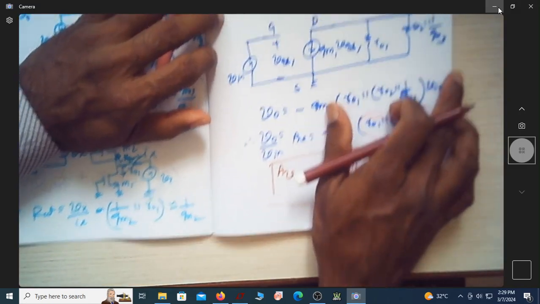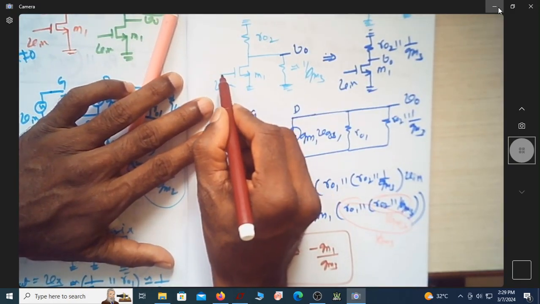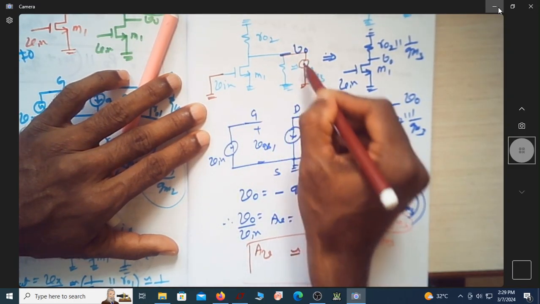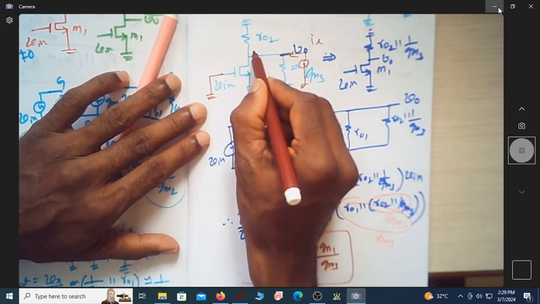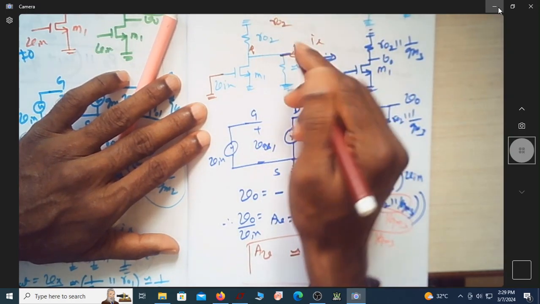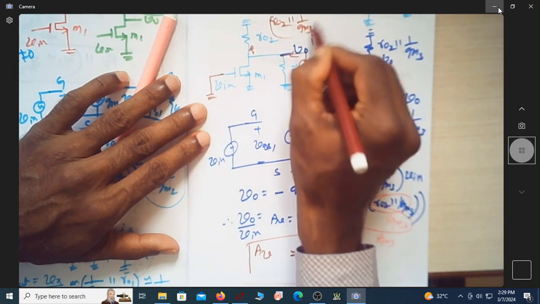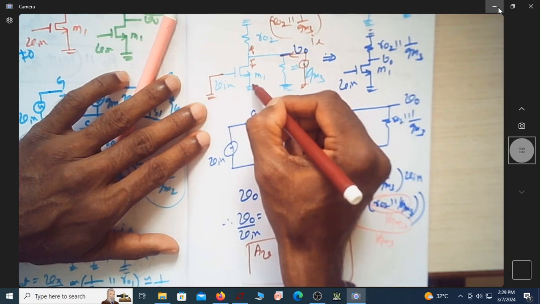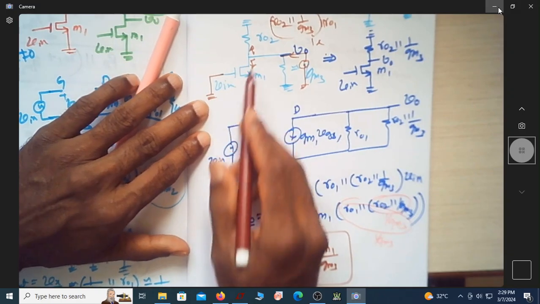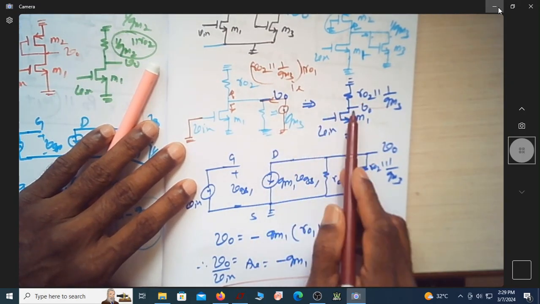Again, to find R out, of course R out finding is very easy. Let me just redo it here itself. Let me ground this. Let me apply a source Vx here. Let's find out Ix. What is the resistance looking up here? It is R02. Of course, this will also come in parallel with 1 over Gm3. And what is the resistance looking down here? It is R01. Okay, that is in parallel.